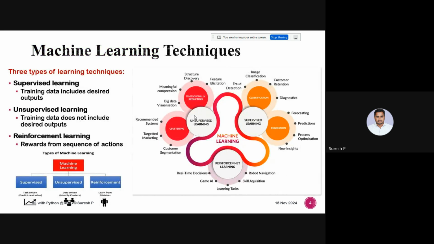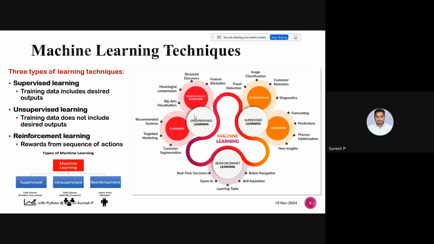So here there are three types of machine learning techniques. One is supervised learning, another one is unsupervised learning, another one is reinforcement learning. Reinforcement learning is also a part of machine learning. Supervised learning is nothing but the training data will include the desired output. We will have input data and also we will have the respective outcome of each record, for each data point. So based on that, the algorithm will learn something. So that is called supervised learning.